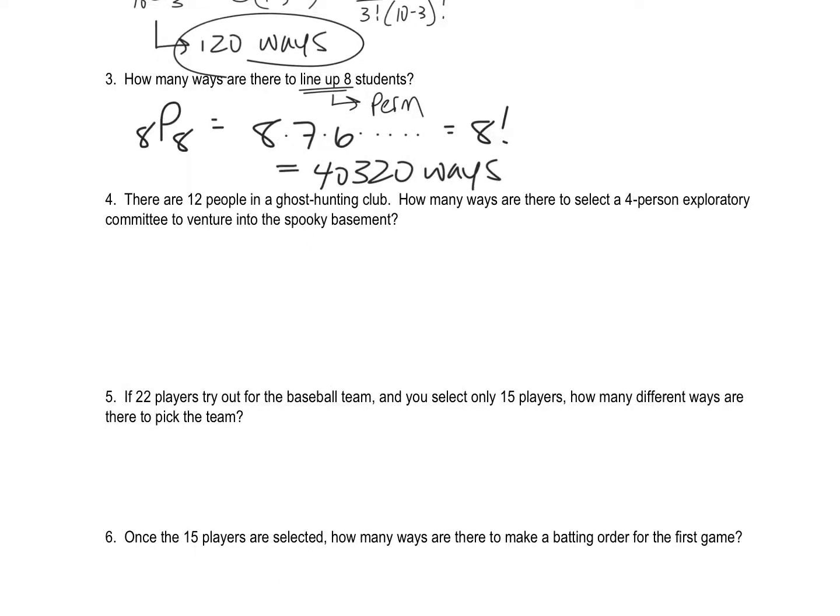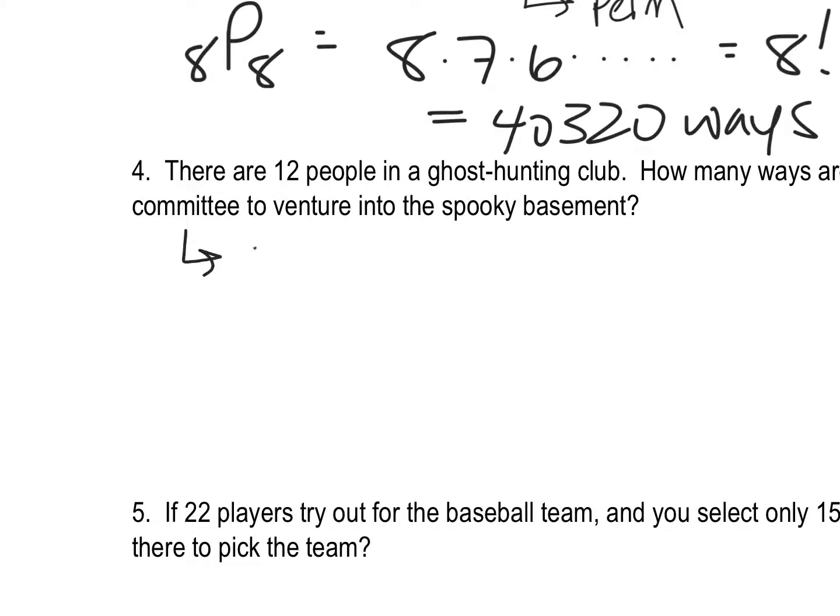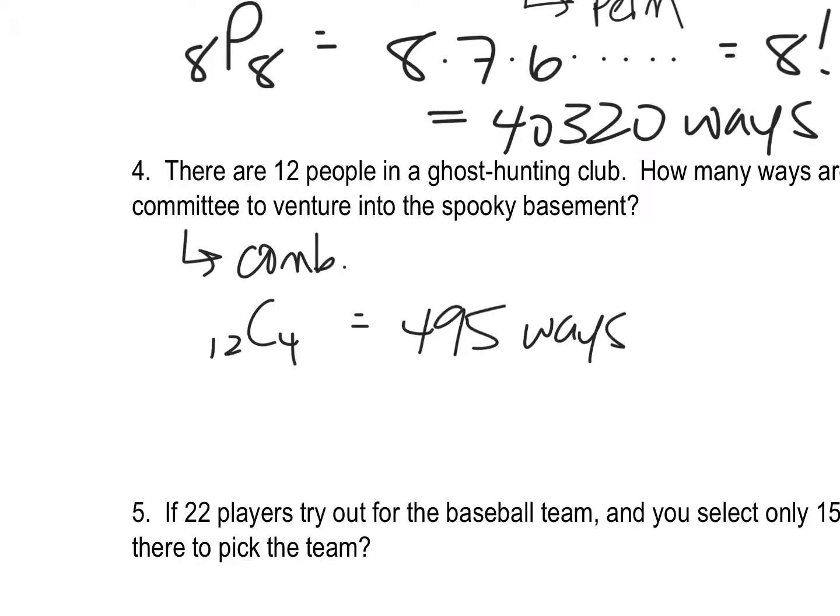All right, 12 people in a ghost hunting club. I need to select a 4-person exploratory committee. That is a combination because I'm not putting them in specific jobs, just putting them in groups of 4, basically. So again, out of 12 people, choose 4. Go ahead and type that into the calculator, or you could try using the formula that's written up above, 495 ways.